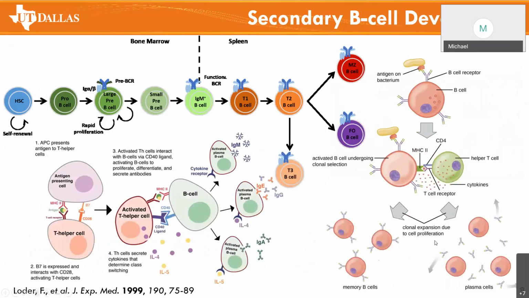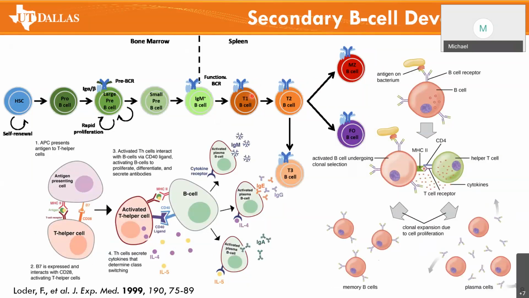And so for the secondary B cell development, we talked about the bone marrow part, and I guess I should show my laser pointer. We talked about this primary B cell development. And so the secondary B cell development occurs in the spleen and the lymph node. And so basically what a T1 B cell is, a transitional 1 B cell.